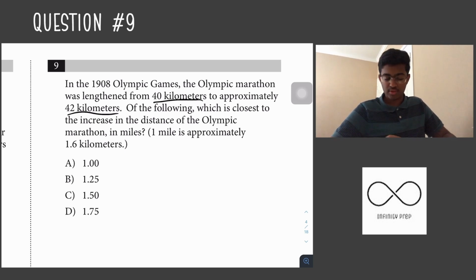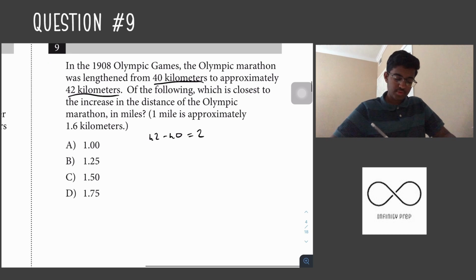We can either convert the 40 kilometers and 42 kilometers into miles and then find the difference that way, or we can find the difference between the 40 kilometers and 42 kilometers and then convert the resultant into miles. The easier option would be finding the difference between 40 and 42 kilometers and then converting that to miles. So 42 minus 40, which is 2. So it was a 2 kilometer increase in the distance.